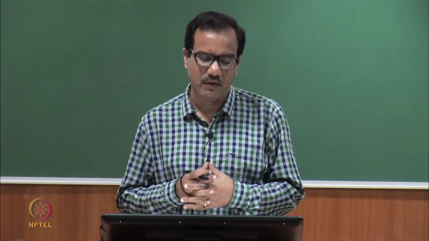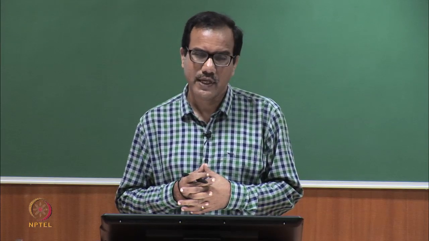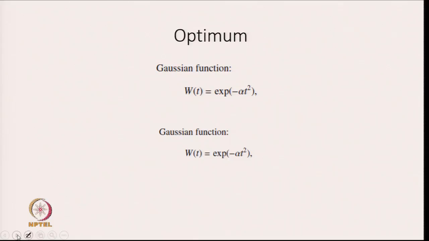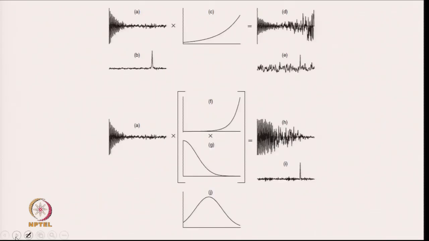So, we need to find an optimum where we can have the best of both. For that, people have designed several different functions. One of them is the Gaussian function, where the weighing function is exponential of minus alpha t square. It is not exponential minus alpha t, it is exponential minus alpha t square. Let us look at this.